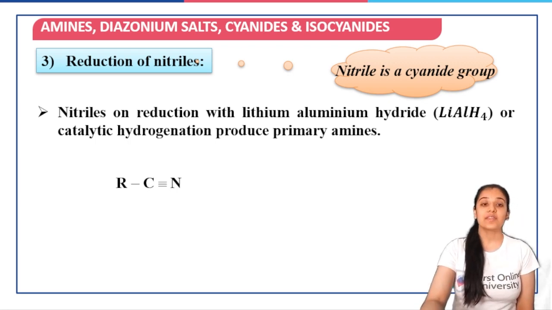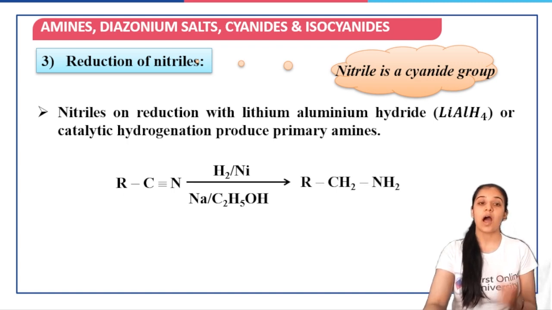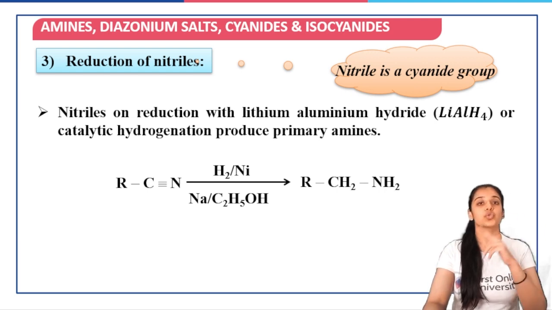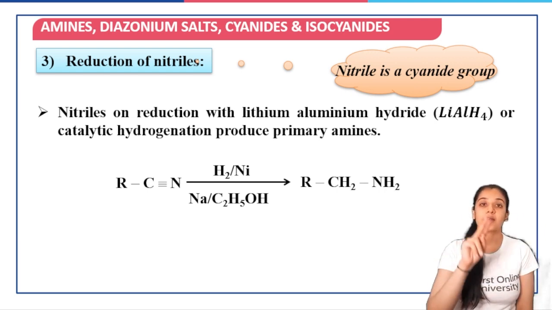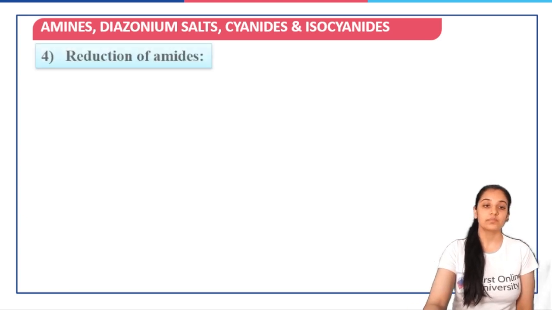So when we have this nitrile group, that is RCN, and we add H2 in the presence of nickel to it, or we can have sodium in the presence of ethanol added, we get RCH2NH2. So two hydrogens to carbon, two hydrogens to nitrogen are going to be added at the cost of a double bond. Okay. The fourth method is reduction of amides.